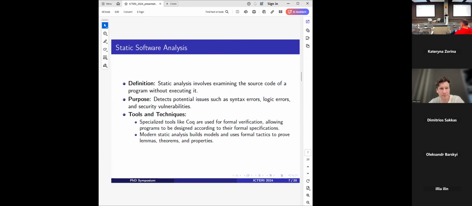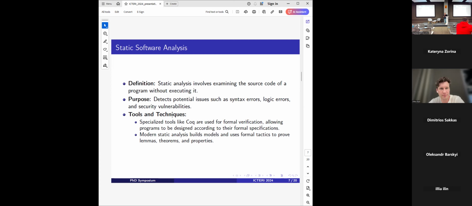Let's start by discussing static software analysis. So we have a distributed system, and we have some method to analyze and test it. Static analysis involves examining the source code of a program without actually executing it, because sometimes we cannot allow ourselves to run the system and see how it works. We just want to know beforehand if we have some issue.